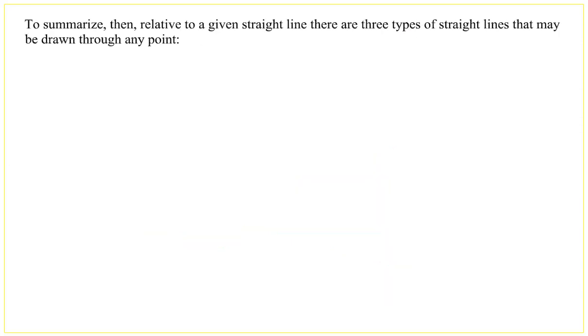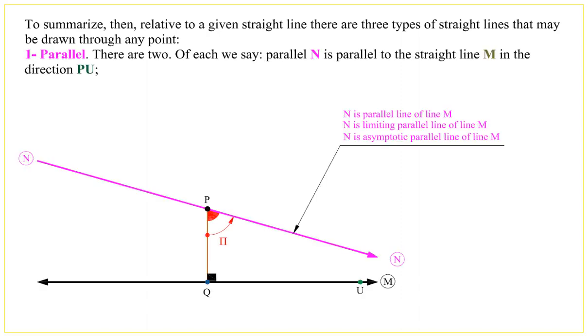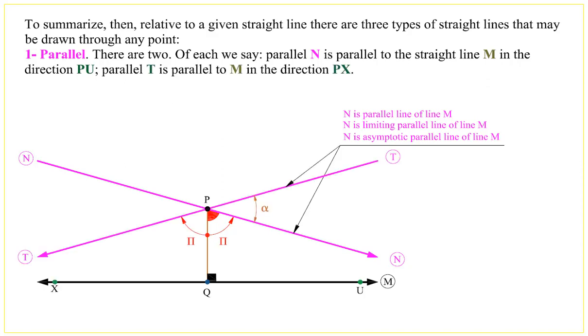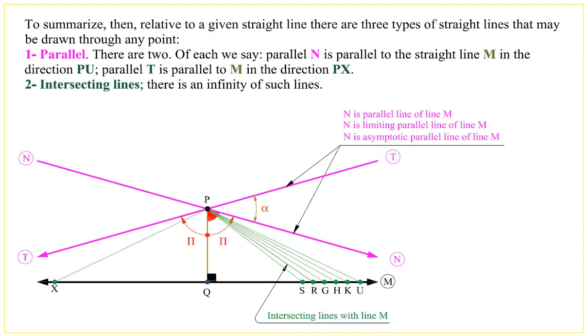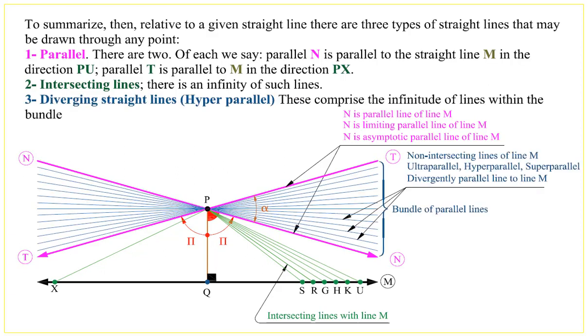To summarize, then, relative to a given straight line there are three types of straight lines that may be drawn through any point. 1. Parallel. There are two. Of each we say, parallel N is parallel to the straight line M in the direction PU. Parallel T is parallel to M in the direction PX. 2. Intersecting lines. There is an infinity of such lines. 3. Diverging straight lines, hyperparallel. These comprise the infinitude of lines within the bundle.